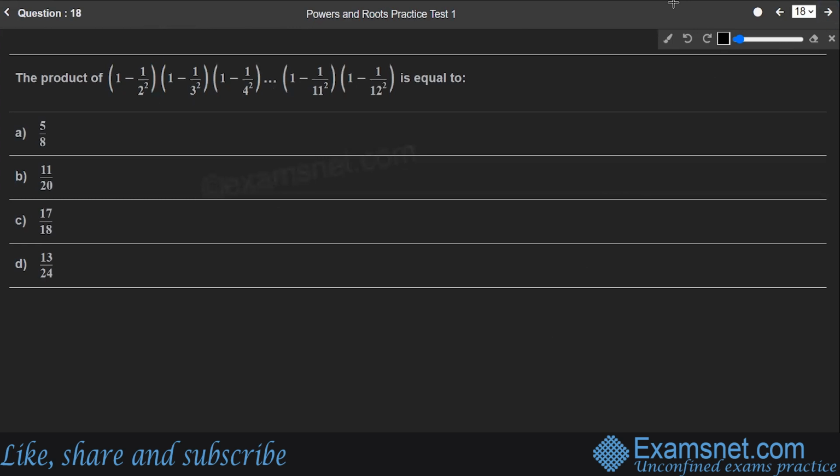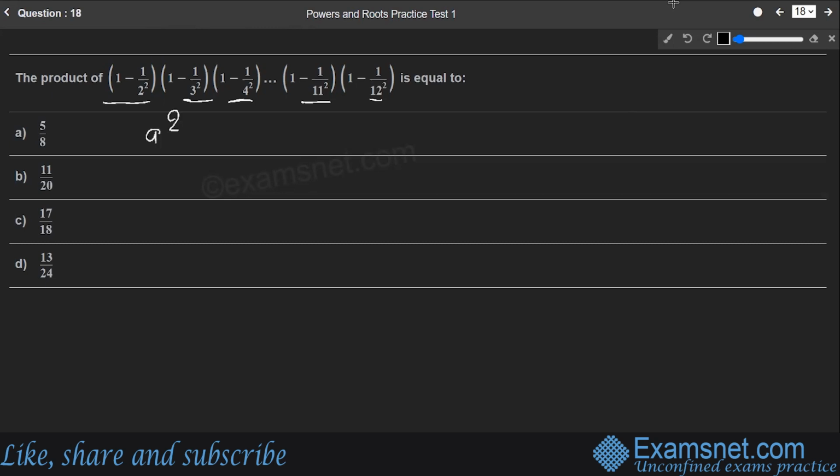Okay, next. We are supposed to find out the product of (1 minus 1 by 2 square), (1 minus 1 by 3 square), and so on. So clearly we need to manipulate this particular term, because in a simple mathematical way, this is difficult to find out. So let us try to manipulate this.